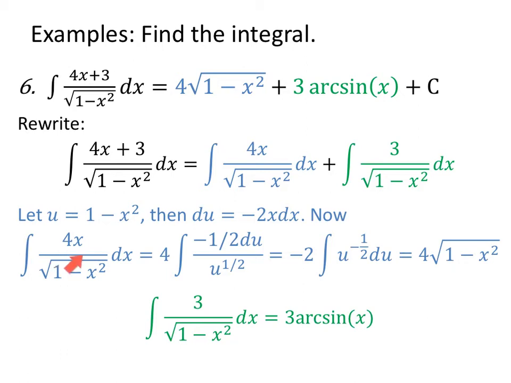The integral of 4x over the square root of 1 minus x squared dx, the 4 comes out in front. My x is replaced by a negative 1/2 du. I didn't do that switcheroo right here, but that's what's going on. This is u to the 1/2 in the denominator, which is negative 1/2 of 4, which is negative 2, u to the negative 1/2 du.